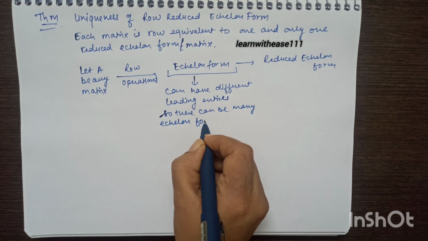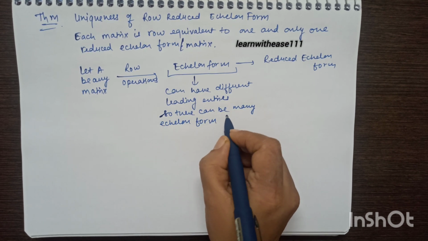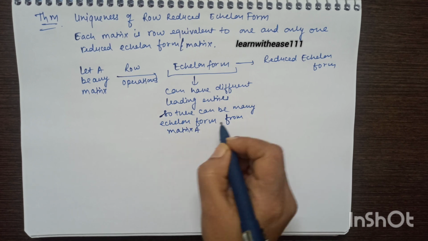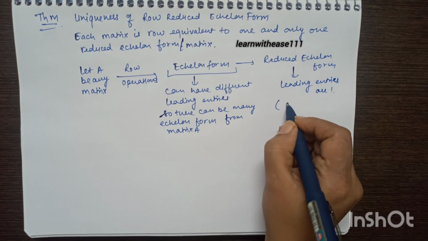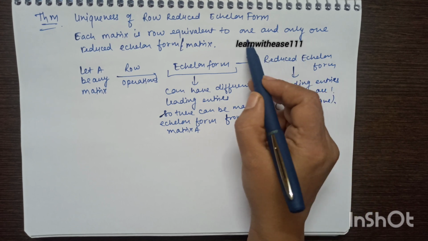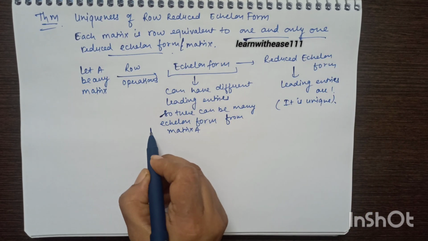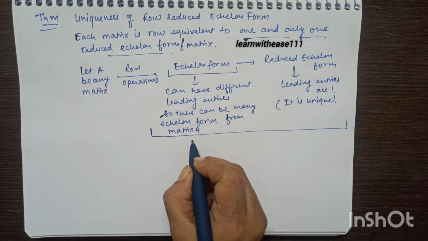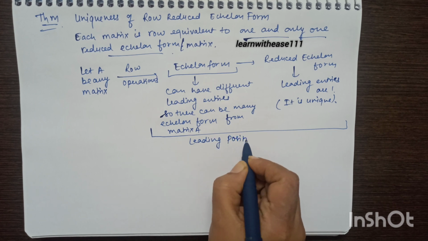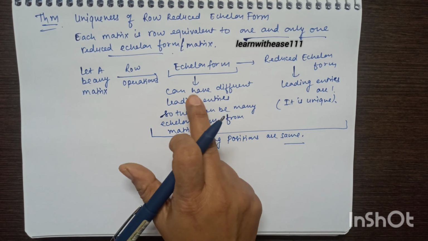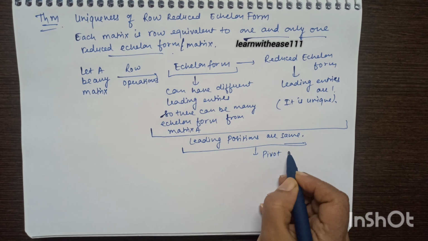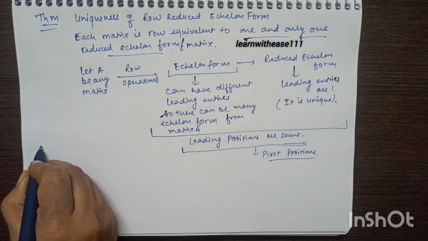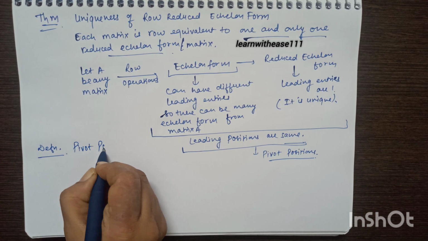So Echelon forms are many, but when you convert it into reduced Echelon form, the leading entry becomes 1. The leading entry should be 1 in reduced Echelon form, so that's why reduced Echelon form is unique. But the point to note is that leading positions are the same in both forms, whether Echelon or reduced Echelon, and those leading positions are called pivot positions. So that is the next topic, pivot position.